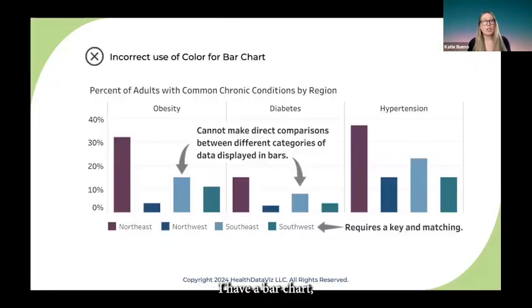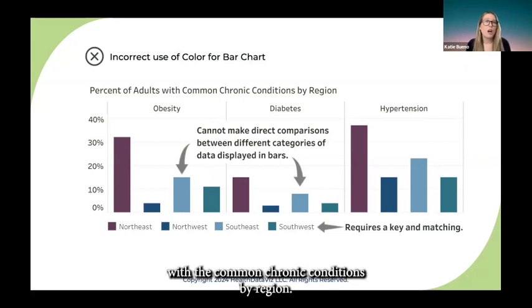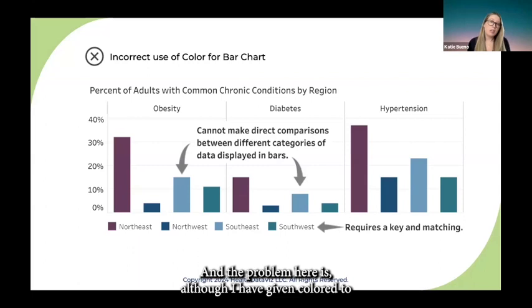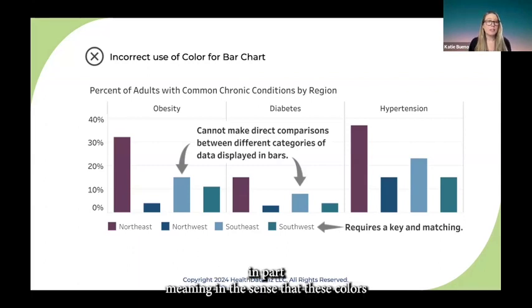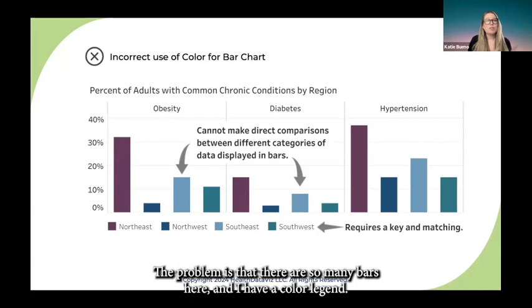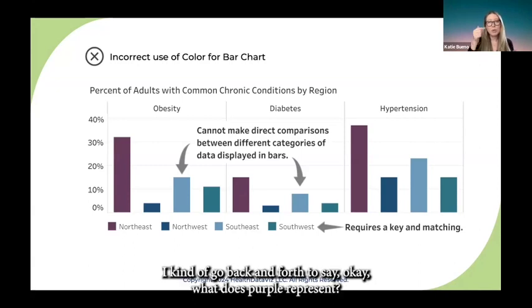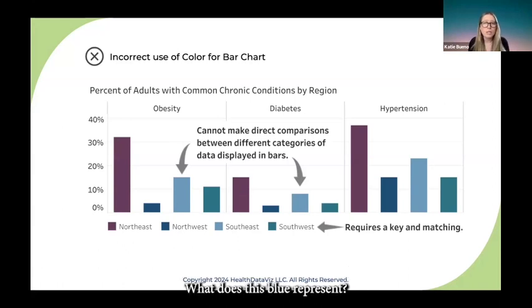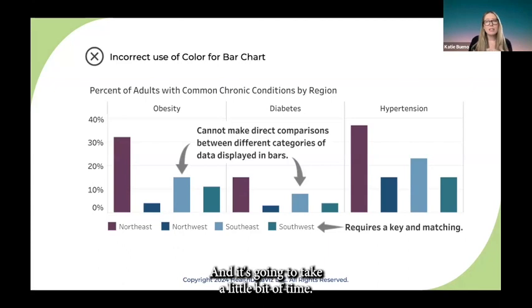Right now, I have a bar chart and I'm looking at the percent of adults with the common chronic conditions by region. And the problem here is, although I have given color to impart meaning in the sense that these colors represent the different regions that I'm looking at, there are so many bars here and I have a color legend. I kind of have to go back and forth to say, okay, what does purple represent? What does this blue represent? And it's going to take a little bit of time.